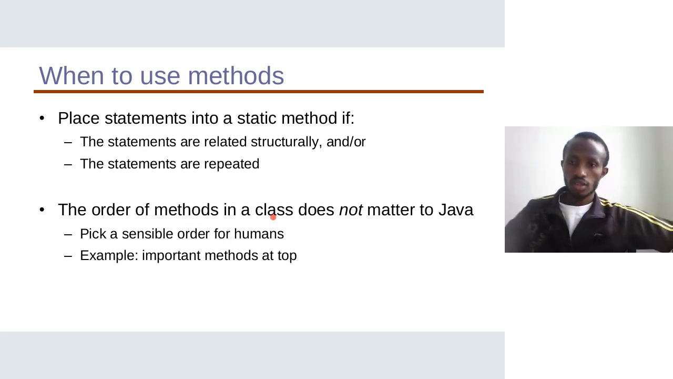So the order of methods in a class does not matter. You can place your method anywhere. For example, when you look at the code that is usually auto-generated for you in Visual Studio, it doesn't mean the onCreate method must come first or the other way around. You can place your methods anywhere you want. The order doesn't matter.